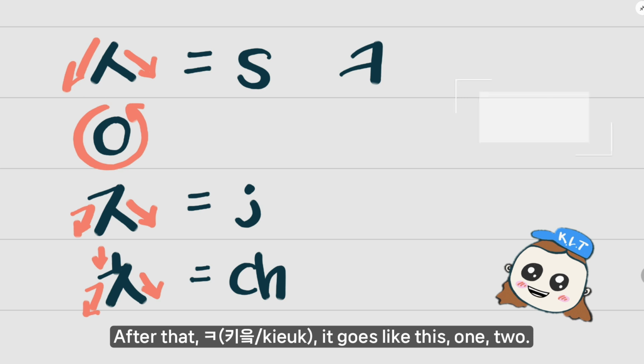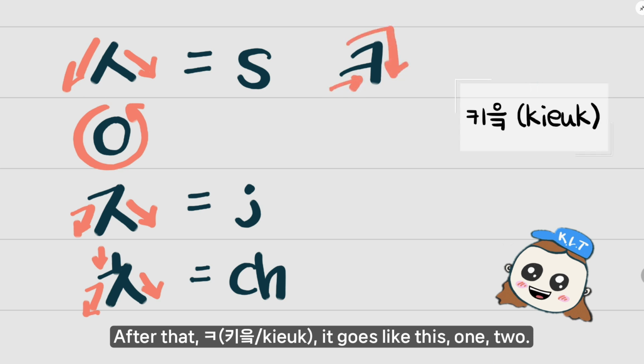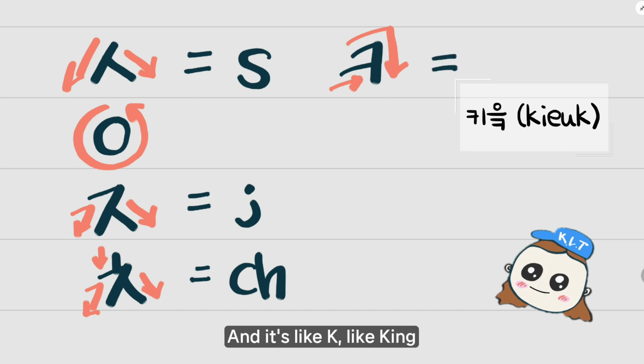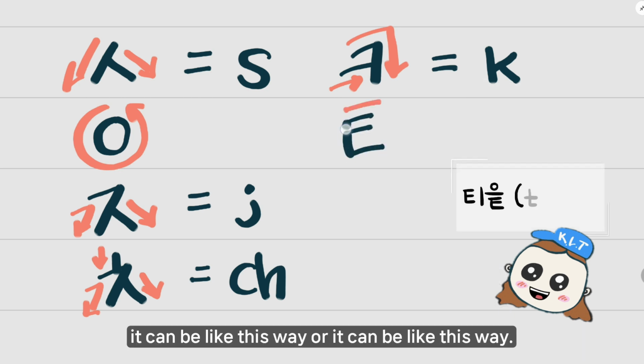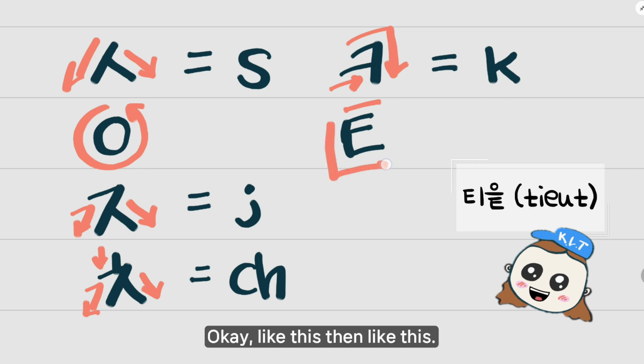After that, 키읔. It goes like this, 1, 2. And it's K, like king, and Q. Oh, it can be like this way or it can be like this way. Okay, like this, then like this.